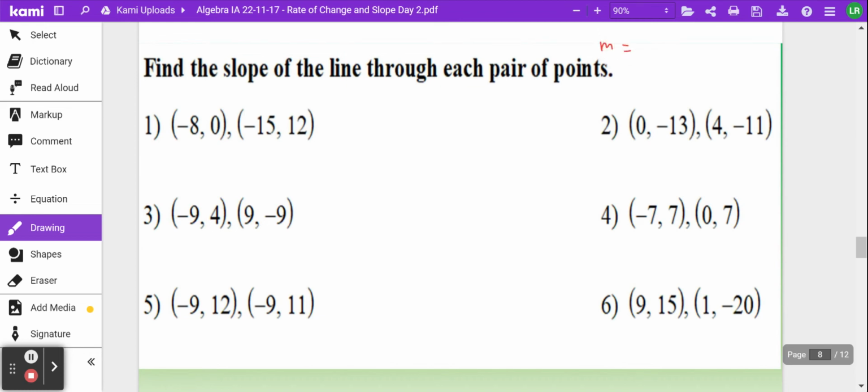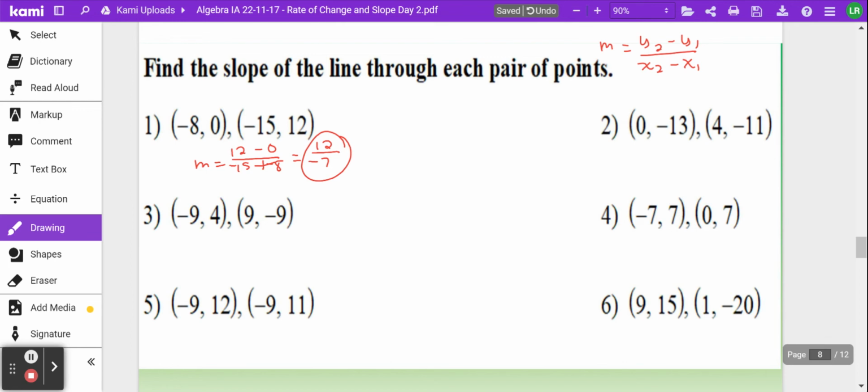Our slope equation is this. Okay, so these would be our problems here. So I'd have 12 minus 0 over -15 minus -8. It's got to be minus -8. And that's going to give us 12 over -7. Doesn't matter where the negative is, but you should have a negative in there, just one.